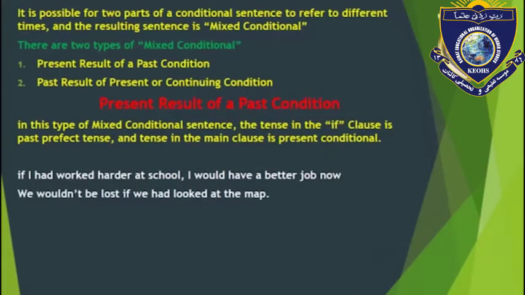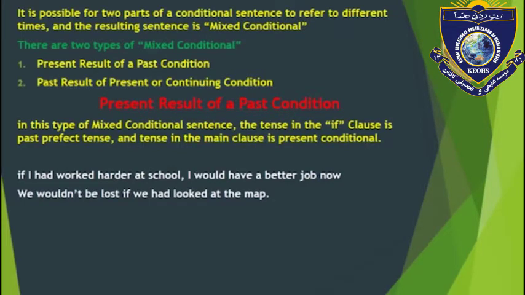It's possible for two parts of a conditional sentence to refer to different times, and the resulting sentence makes a mixed conditional sentence. The conditional sentence can refer to different times. There are two types of mixed conditional sentence. Number one is the present result of a past condition, and number two is the past result of a present or continuing condition. First, we are going to study the present result of a past condition.